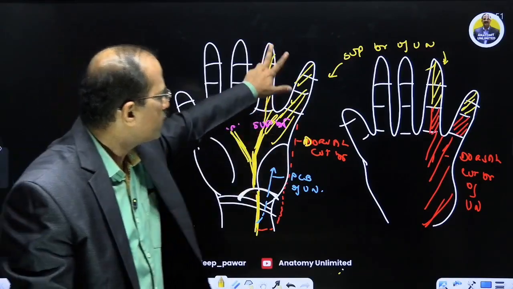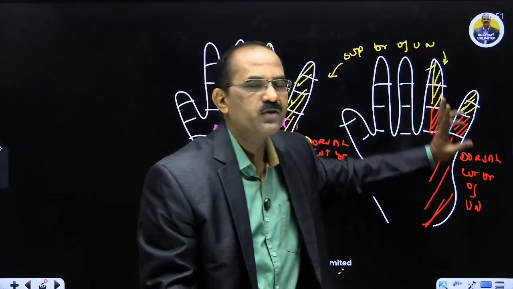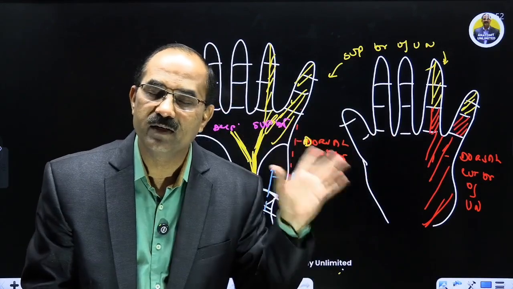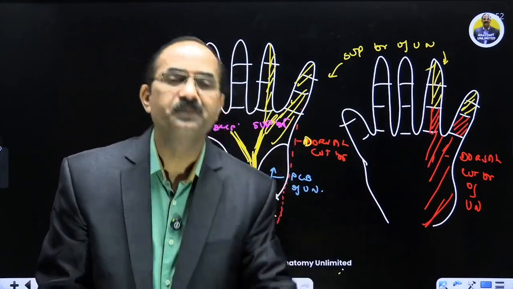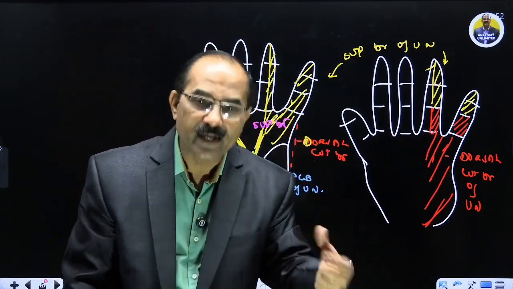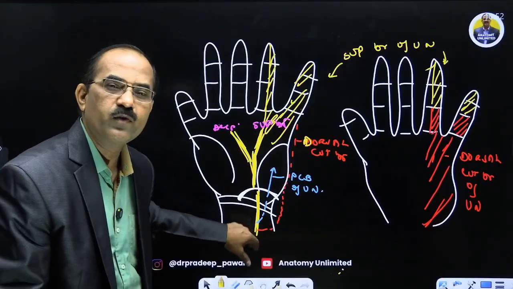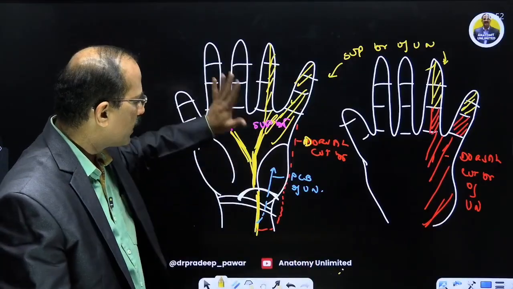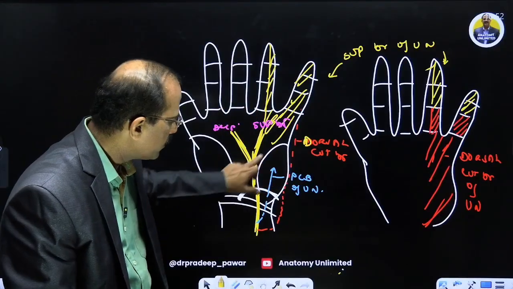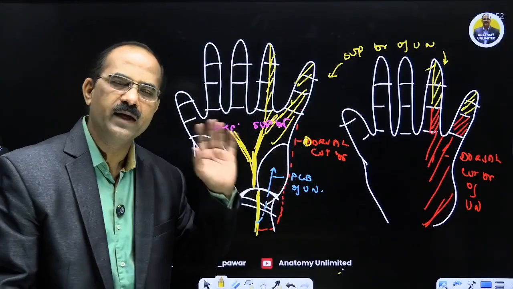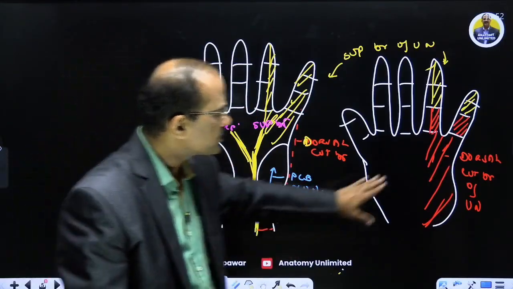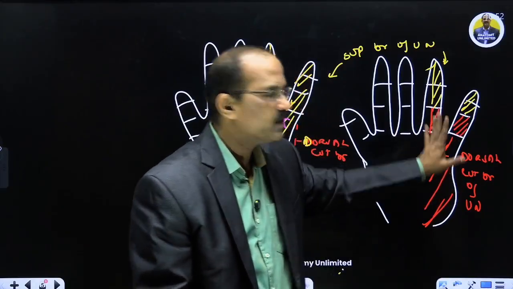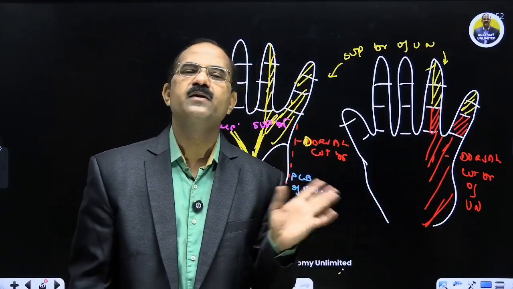Plus, the area which is shaded in yellow, those sensations will be lost. Which sensations will be intact? The nerves which have been given in the forearm. The sensations of the nerves given in the forearm will be intact. That means if the ulnar nerve is injured in the hand, the hypothenar eminence skin plus the dorsal aspect skin is going to be intact. Is this clear to all of you?